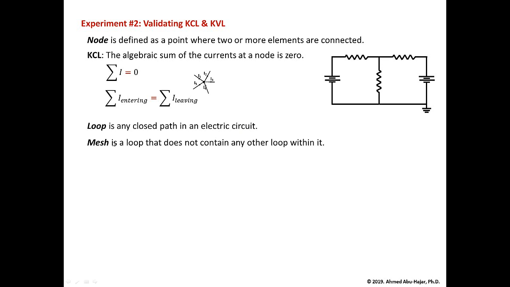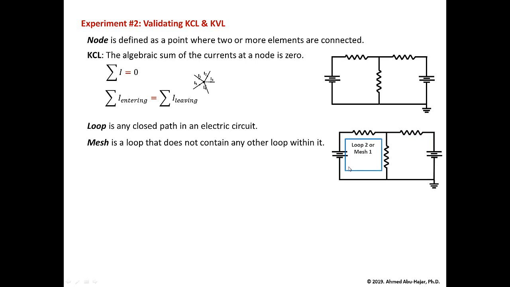Let's look at an example. If we have the same circuit we have over here, this circuit has 3 loops and 2 meshes. Let's look at the loops. The first loop is the outer loop. Basically, if you look around this particular path here, it's a closed path. This is called loop number 1. But loop number 1 is not a mesh because there is another loop within it. It actually has 2 loops within it.